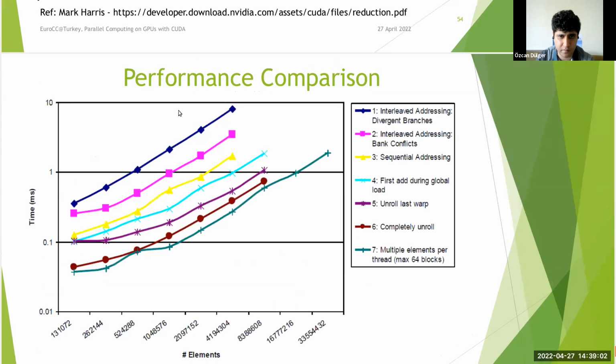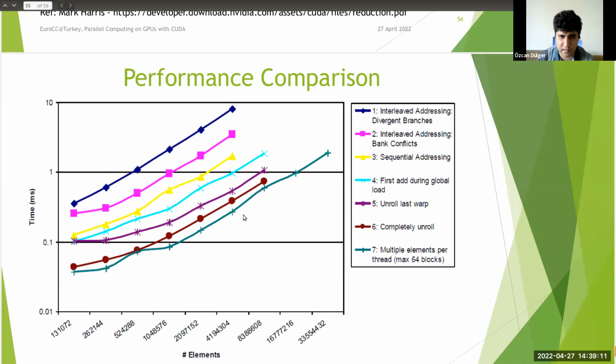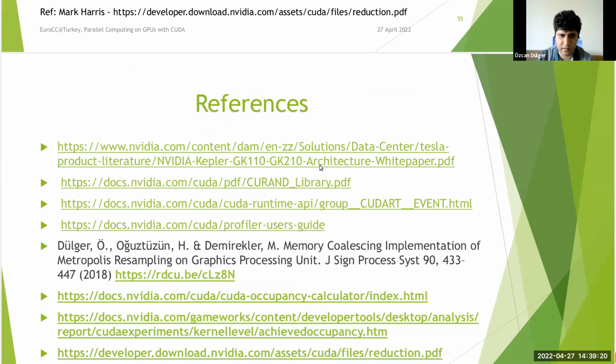And this is the performance comparison for different numbers of data, and for the execution time here, as you see, the last approach, approach 7, is the best. And these are the references.